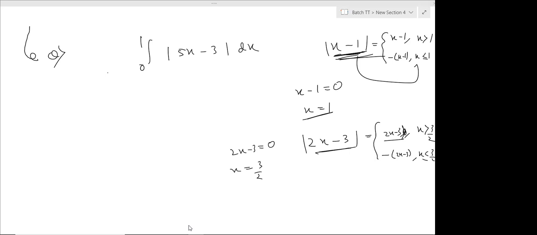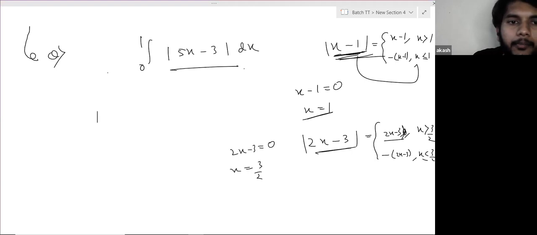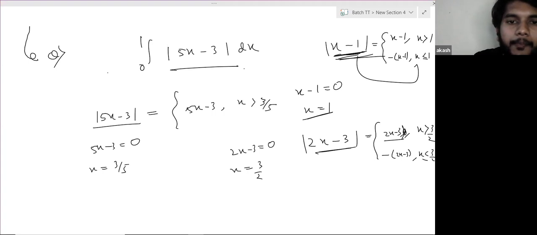So can you tell how we should take the limits? All right. So first, let's open this function modulus 5x minus 3. What to do? 5x minus 3 equals to 0. So x equals to 3 by 5. So this whole function will be 5x minus 3 when x is more than 3 by 5, and minus of 5x minus 3 when x is less than or equal to 3 by 5.